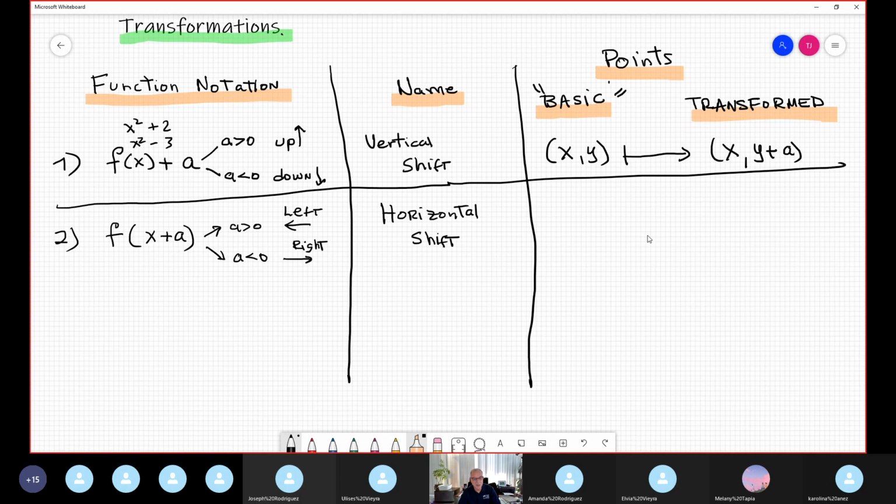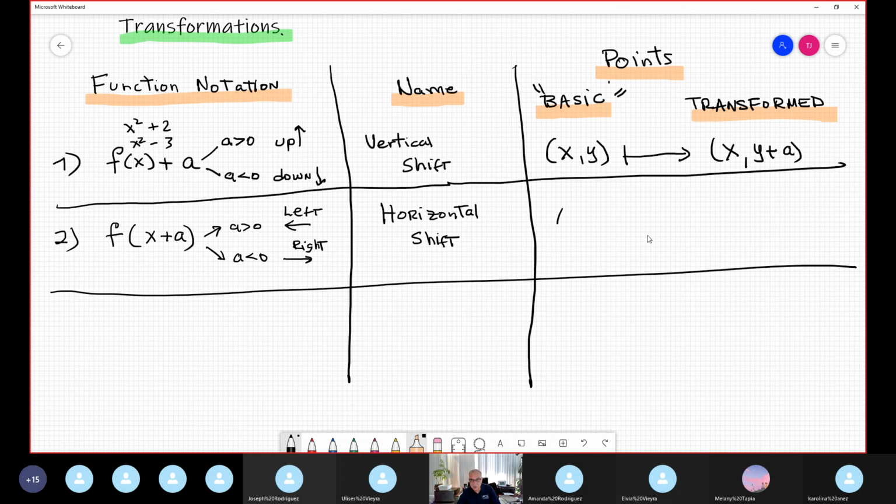So now I want to emphasize that when you manipulate inside the parentheses, the effect is completely opposite to when you manipulate outside the parentheses. So, in the point, you have x, y, any arbitrary point in the basic function. In the transformed function, you have x, sorry, I want to call it not a, call it b, to differentiate. In my paper, I put b positive, b negative. So, x minus b, comma y.